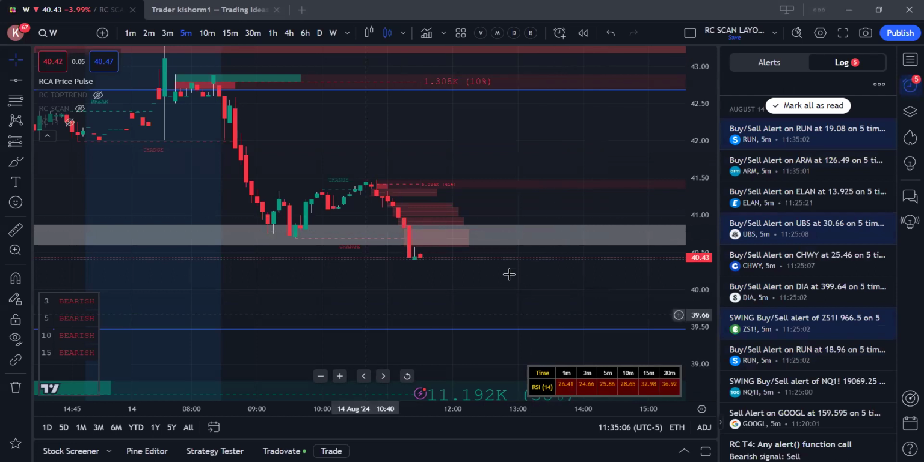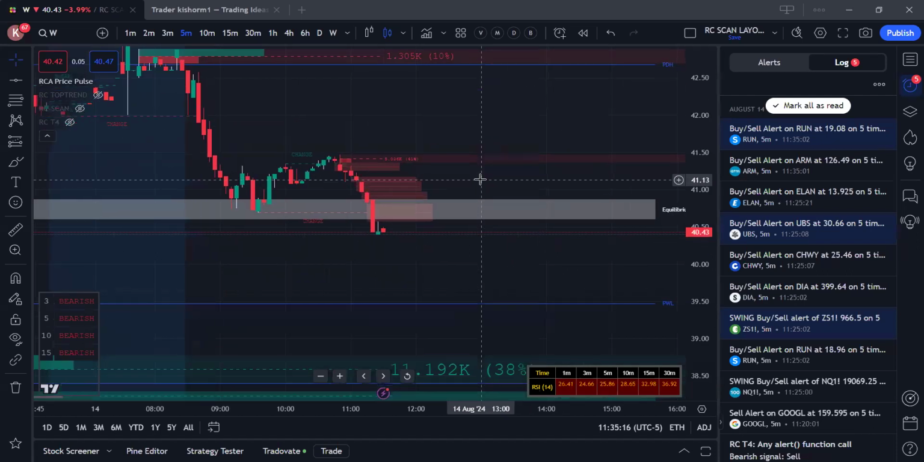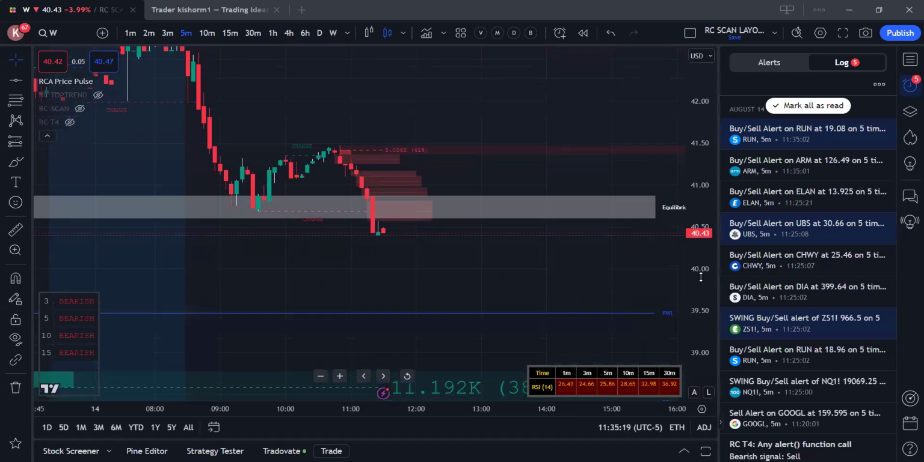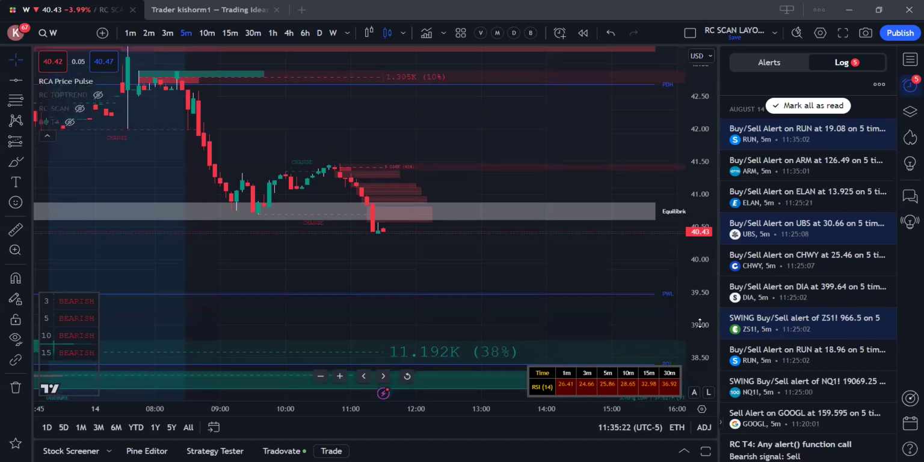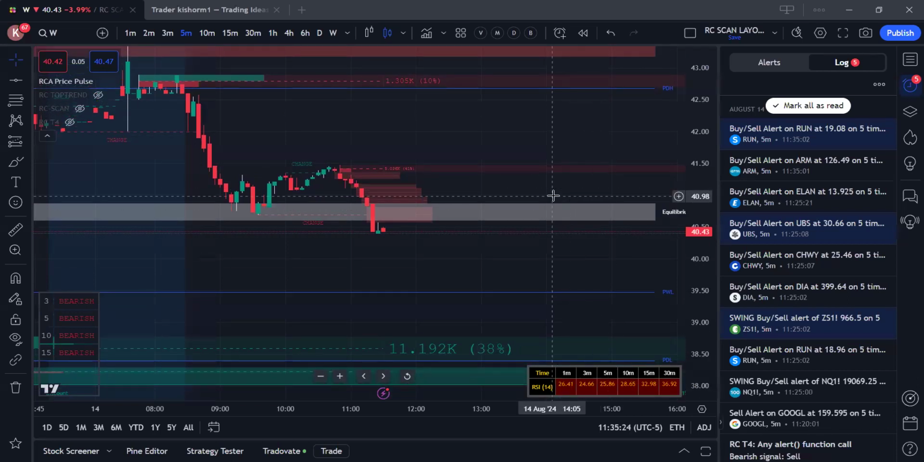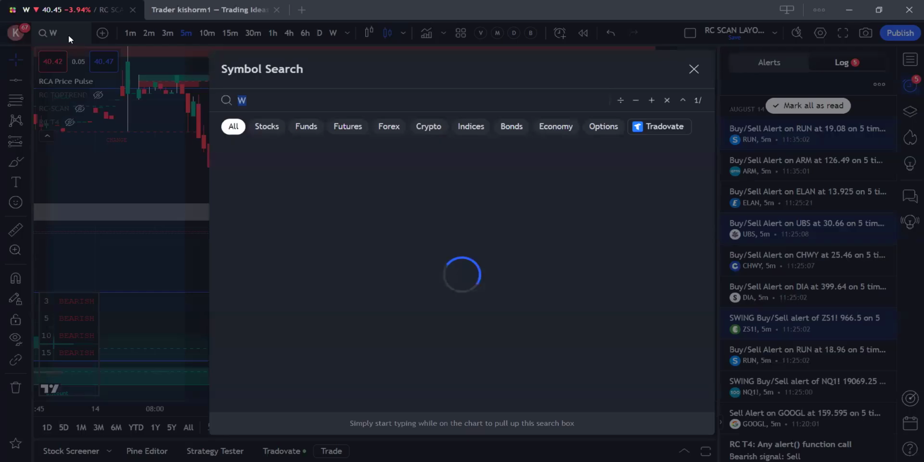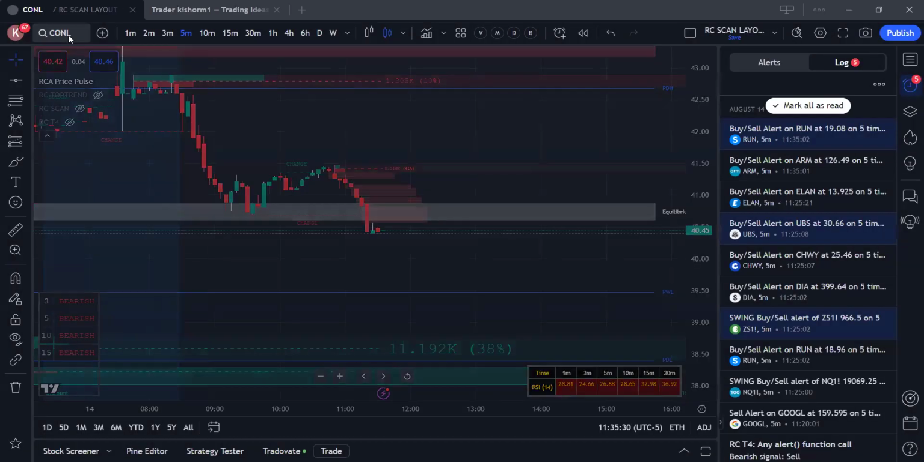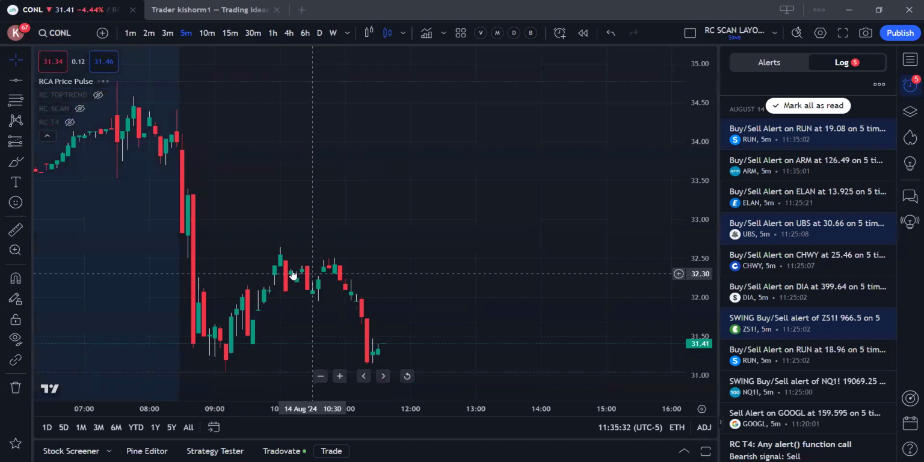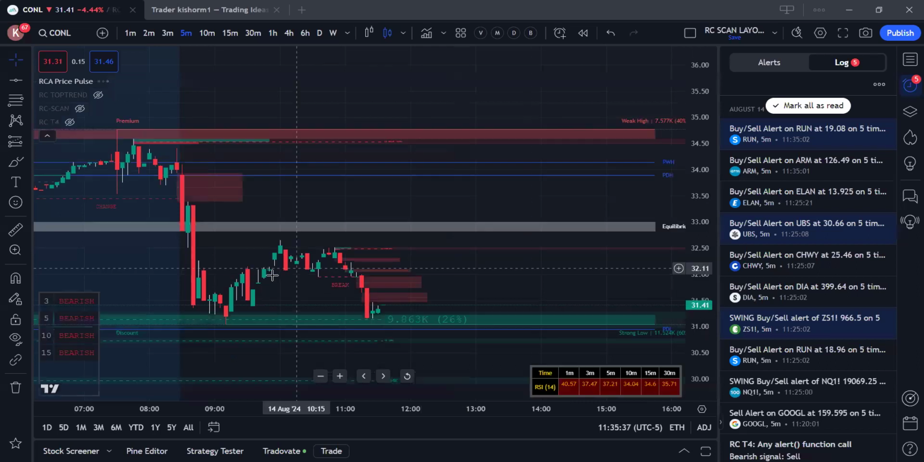When you receive those alerts, check for the confluence, just like what we did. We checked in price pulse, we checked in top trend, we can check in RC scan. If you see that all the indicators are showing similar uptrend or downtrend, we can enter the trades. If you see conflicting signals, for example CONL, it was not clearly bullish or bearish, it was just choppy, so we did not enter. Whenever you don't see a proper direction, don't enter them.